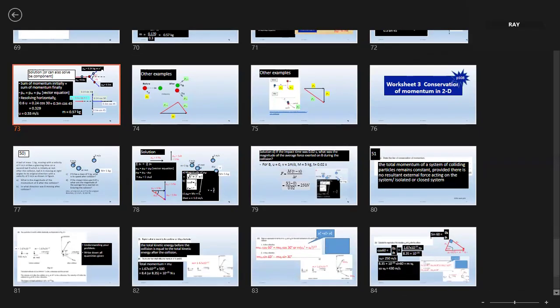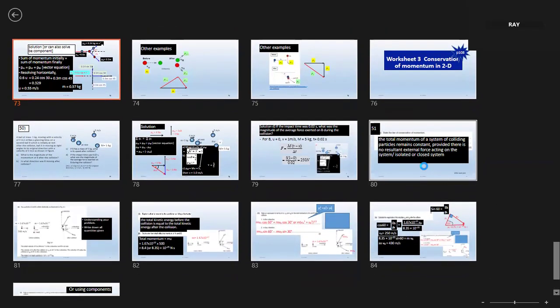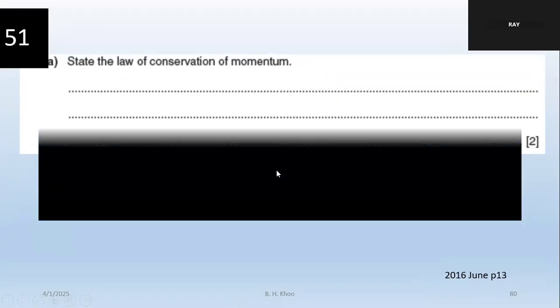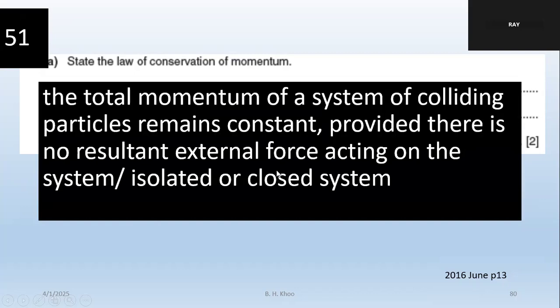Let's try one more. The second one, partial paper. State the law of conservation of momentum. This one is 2006 June, paper 13. That's where he started and did this two-dimension syllabus. Conservation of momentum in two dimensions: total momentum of a system of colliding particles remains constant provided there is no resultant external force acting on the system, or you can say an isolated or closed system. Same thing.